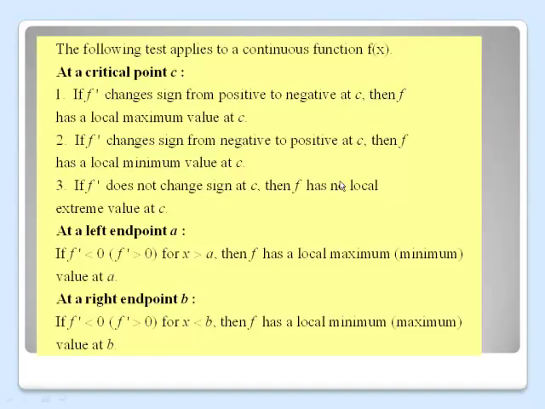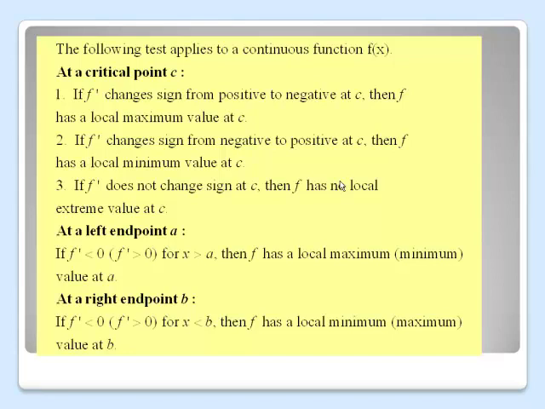Moving on. Here is basically what I just told you in word form. It says that the following test applies to a continuous function f of x. At a critical point c, if the derivative changes from positive to negative, then we have a local max. If it changes from negative to positive, then we have a local min. And if the derivative doesn't change, then we don't have an extreme value. We call that a shelf point.